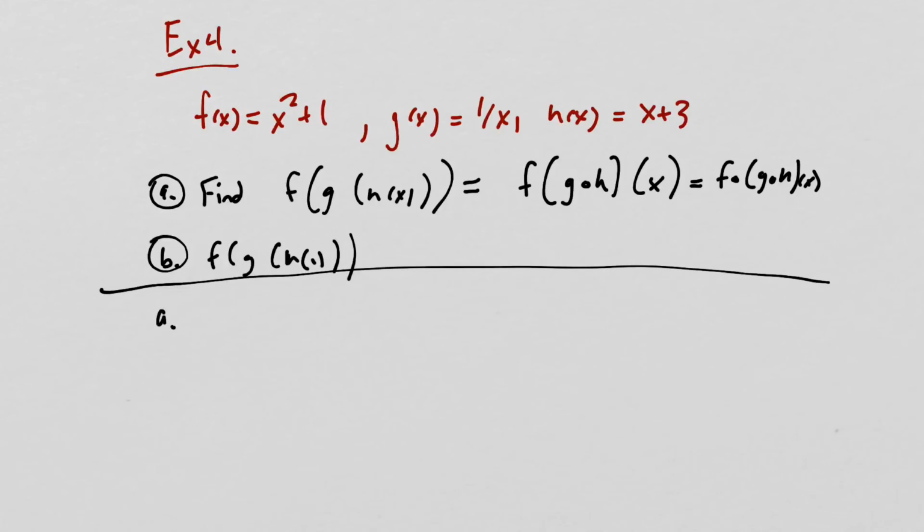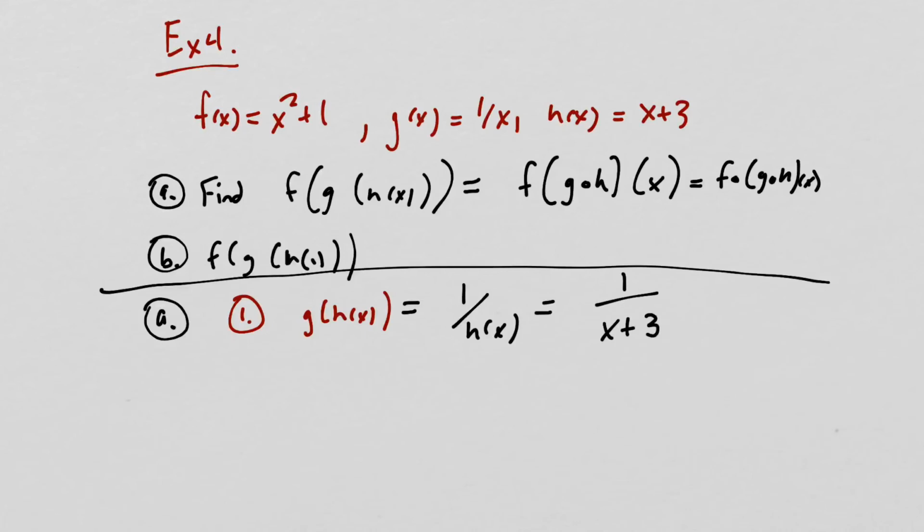Okay, part A. Again, we're trying to find this really big composite function. Let's do this one step at a time. Number one, let's go ahead and find g composed with h of x here. This is going to be equal to 1 divided by h of x, which is equal to 1 divided by x plus 3.